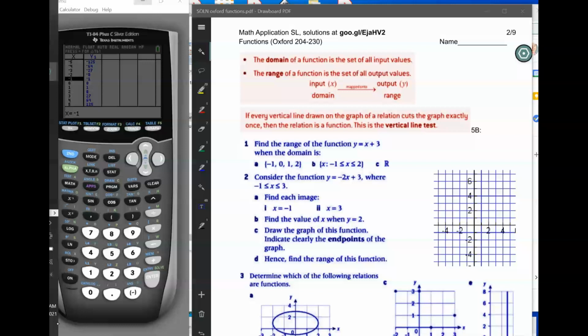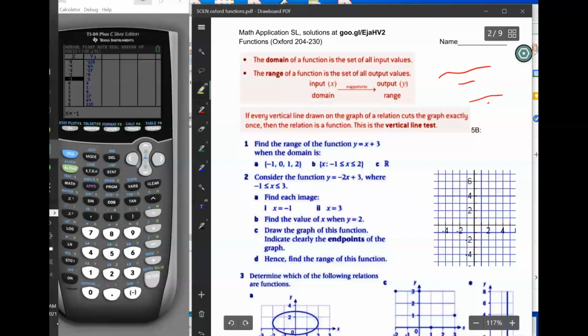If every vertical line drawn on the graph of a relation cuts the graph exactly once, then the relation is a function. This is the vertical line test. So basically, if the function has one layer and not two layers in some places, or one layer and a dot, or anything where there are two turtles instead of one turtle in the investigation, then you know that it is a function. And we can prove this by doing a vertical line test, which is if we can cut the function every single place and only hit it once, then it's a function.